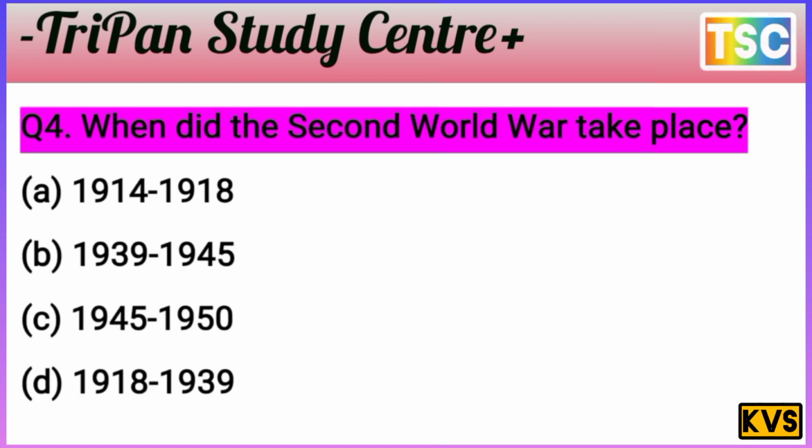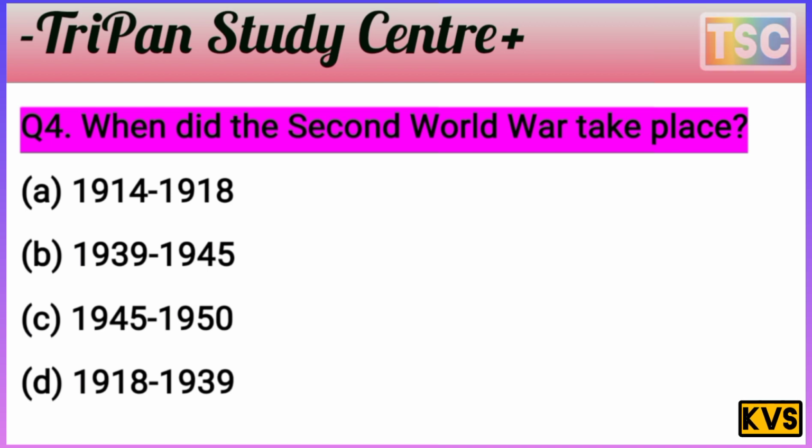The question here: when did the Second World War take place? You know that's an important question here. The options are: A, 1914 to 1918. B, 1939 to 1949. C, 1945 to 1950. And D, 1918 to 1939. That's an important option. Test your knowledge first of all. I give a few seconds for you. You must have a thought of your answer in your notebook. The question is clear here.